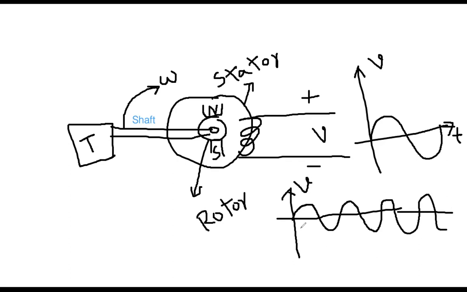So now we can express this sinusoidal waveform in that way, like V equal to Vm cosine of omega t. That is the expression for this waveform.